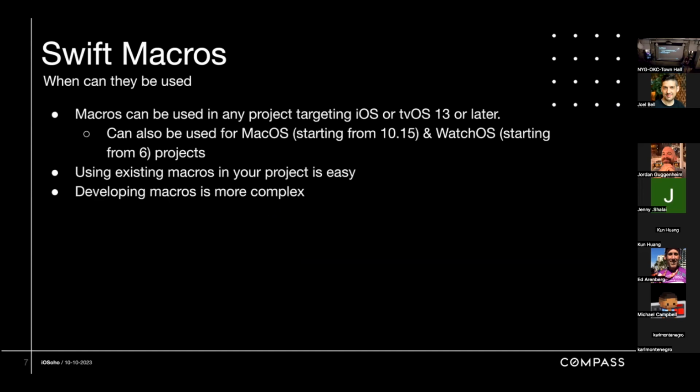So Swift macros can be used in your current project if you target iOS or tvOS 13 or later. They can also be used for macOS 10.15 or watchOS 6. And using existing macros in your project is pretty easy, as opposed to developing them, which can be a little trickier, especially if you go into the territory of modifying the code and adding code at compile time.